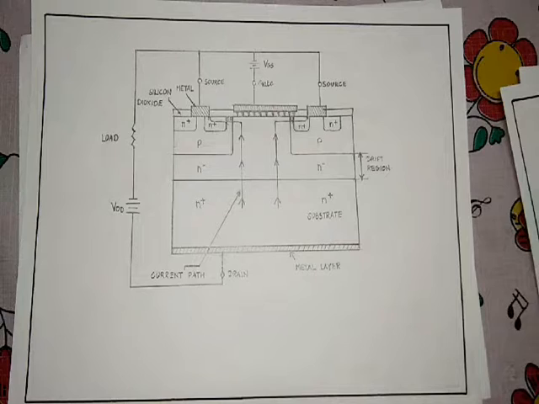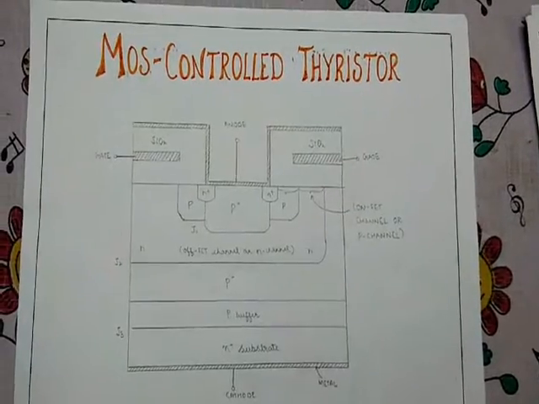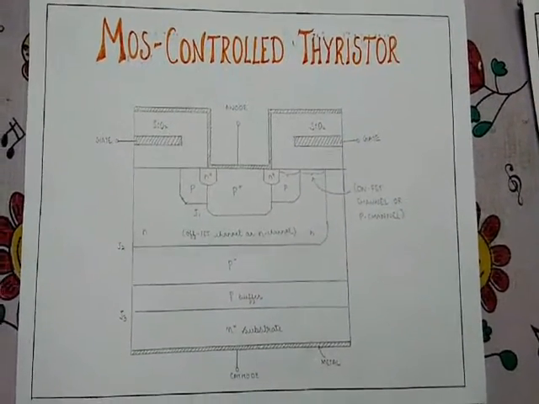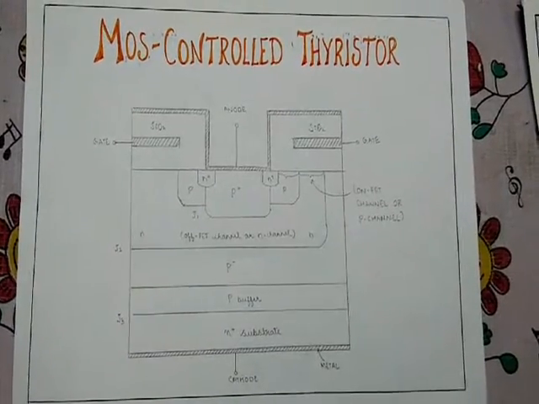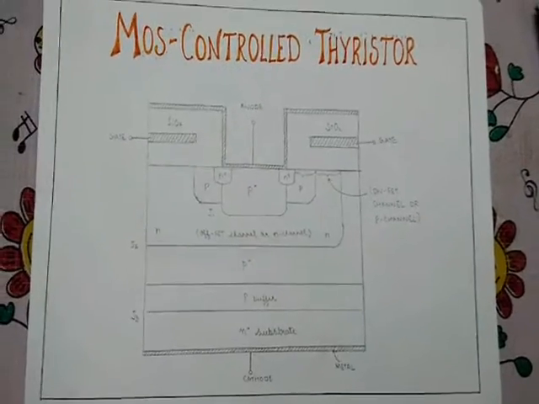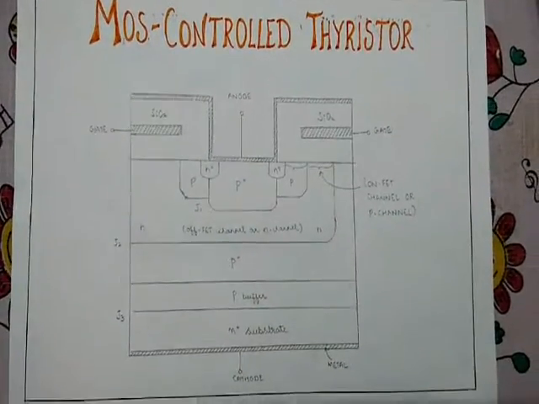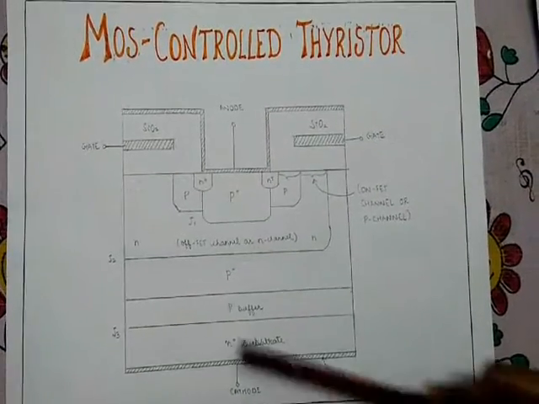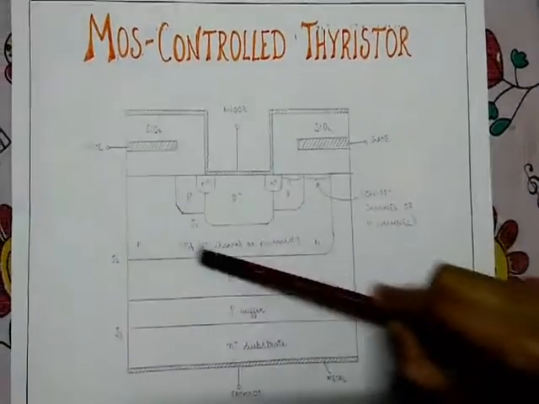MOS control thyristor is basically a thyristor with two MOSFETs built into the gate structure. One MOSFET is used for turning on the MCT and the other for turning off the device. In MCT, anode is the reference with respect to which all gate signals are applied. The basic structure of an MCT cell is shown here. The equivalent circuit of MCT is here.